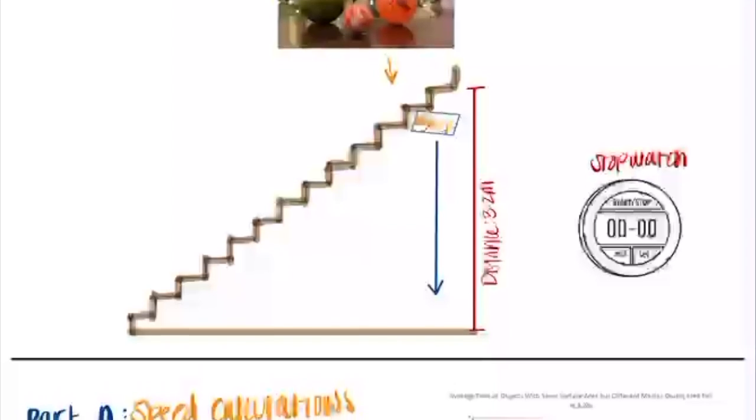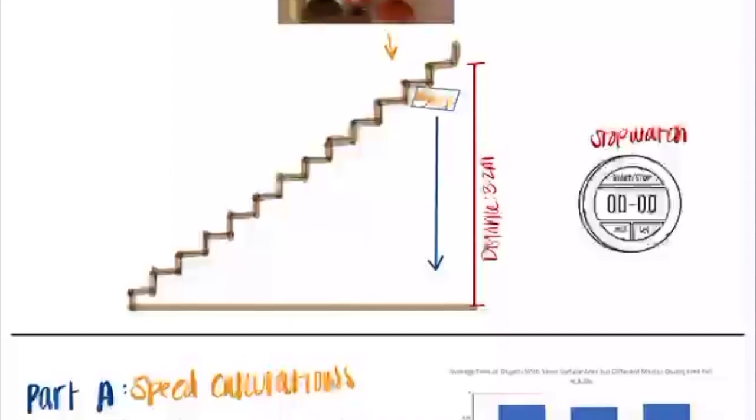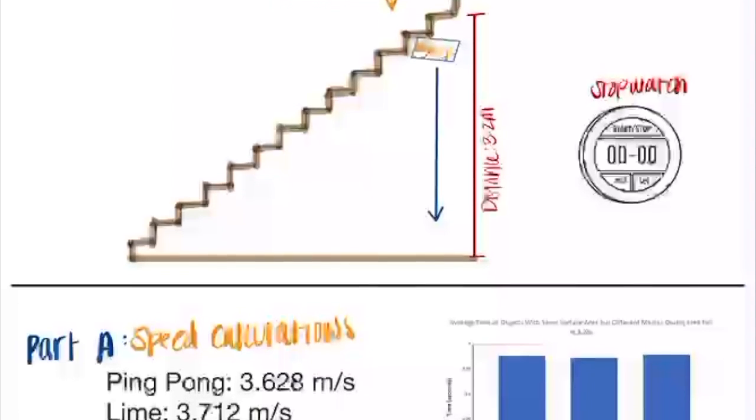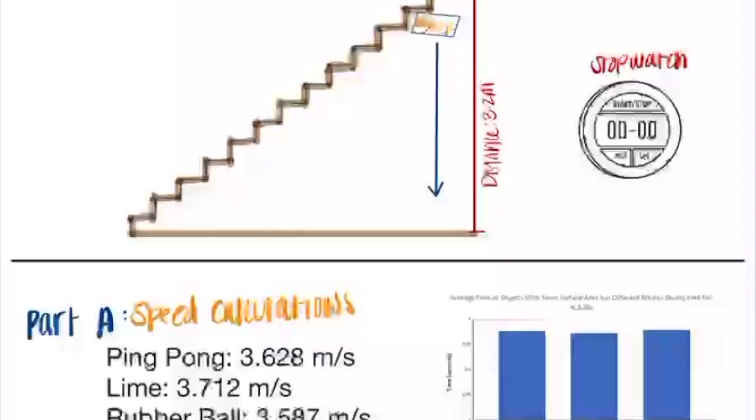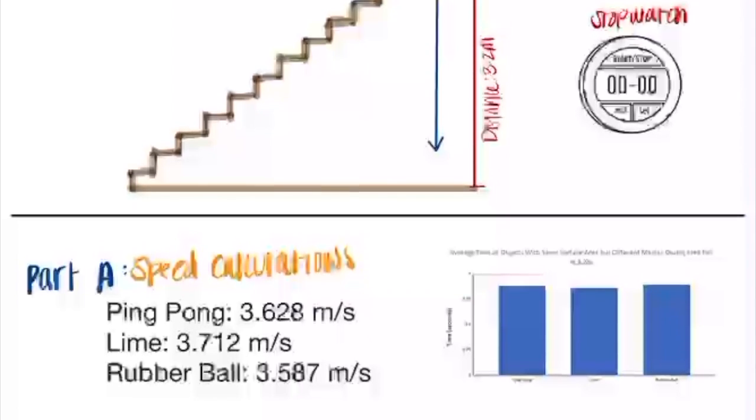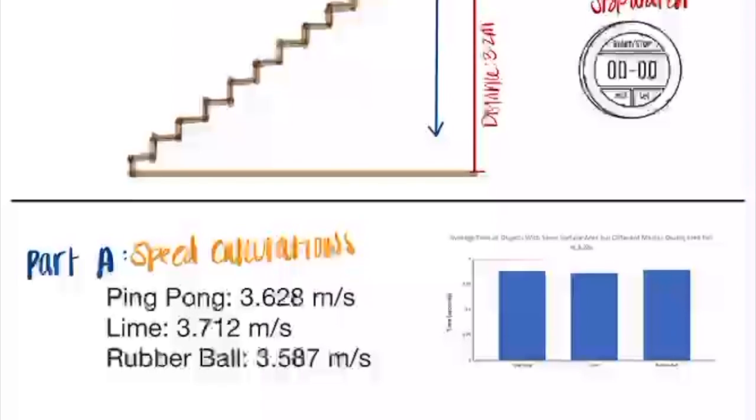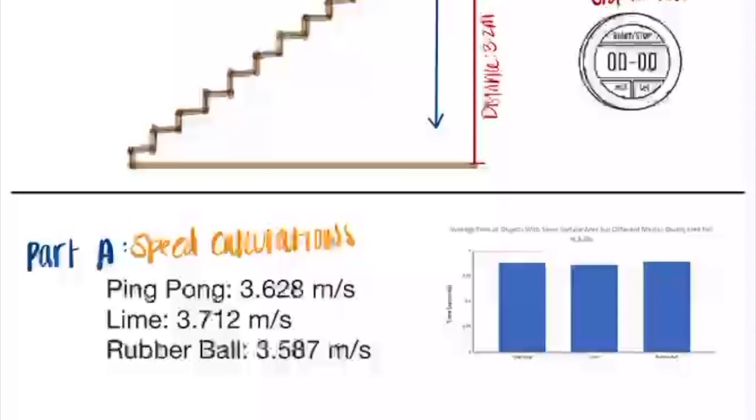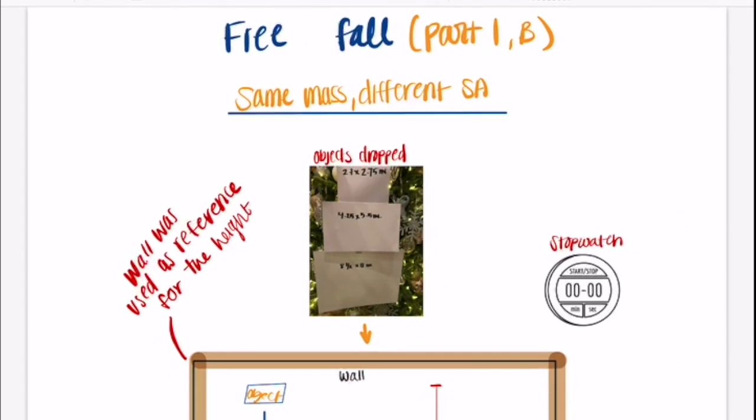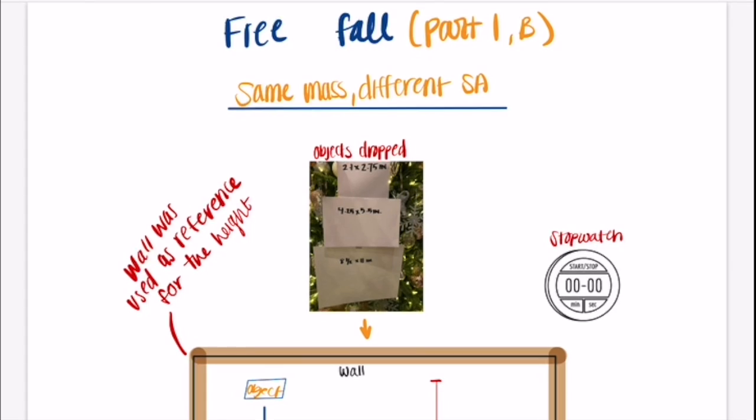If you look at part A, the calculation says that the ping pong ball dropped at 3.628 meters per second, the lime at 3.712 meters per second, and finally the rubber ball at 3.857 meters per second. The graph on the right tells us the time at which these objects fell, and as you can see, it is pretty similar.